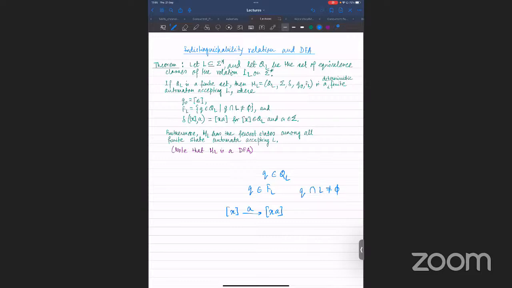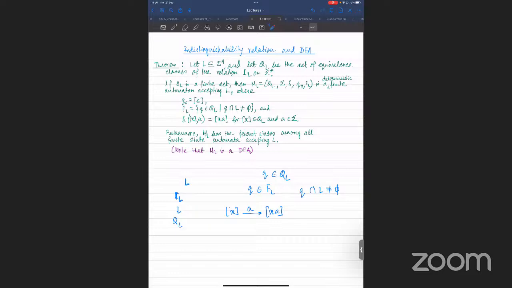So given a language L, I consider the indistinguishability relation I_L, and consider all its equivalence classes, which become the states Q_L. I'm defining the final states of this automaton as those classes whose intersection with the language is non-empty, and I'm defining the transition relation as this. Okay.